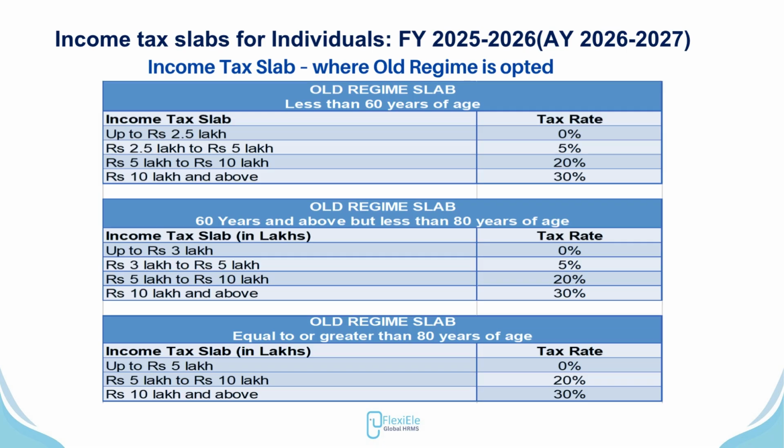But if you are between 60 and 80, which is senior citizen age, up to 3 lakhs, there is no tax. 3 to 5 lakhs, 5%. 5 to 10 lakhs, 20%, and over 10 lakh, 30%. If you are 80 or older, a super senior, up to 5 lakhs is the tax-free zone, 5 to 10 lakh is 20%, and above 10 lakh is 30%. The government gives some age benefits, so senior and super senior citizens get a higher exemption limit before tax kicks in. It's a way to ease financial pressure on older individuals.